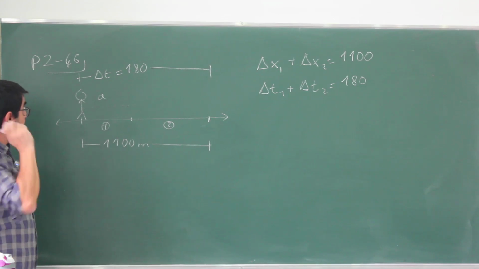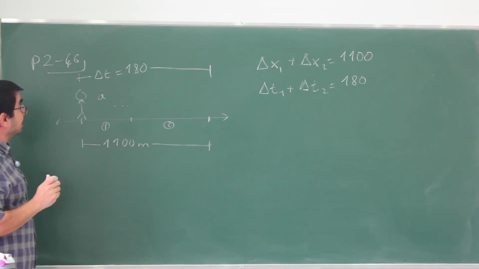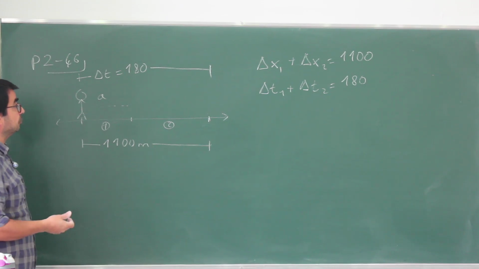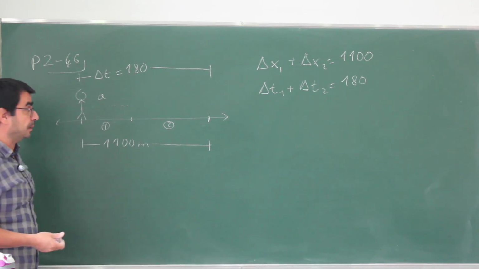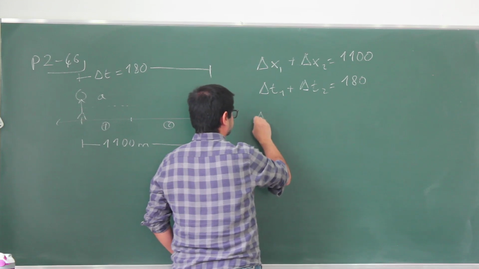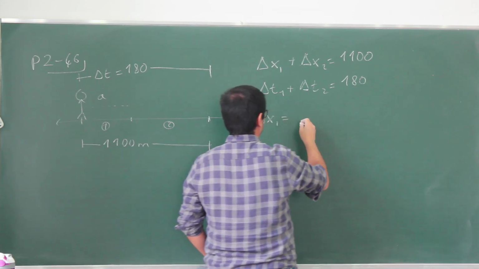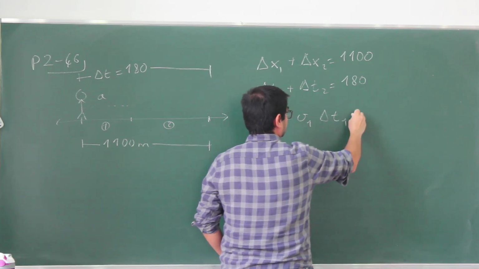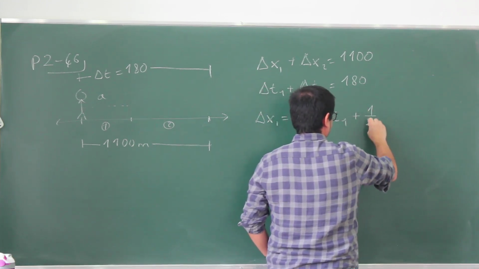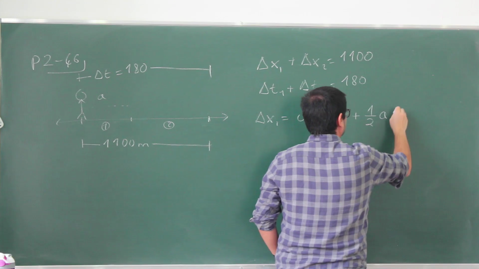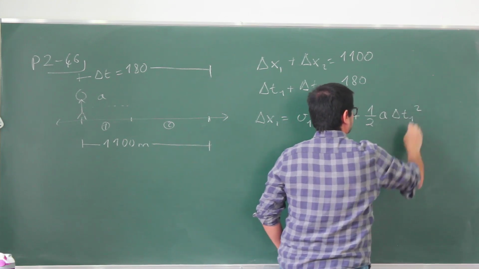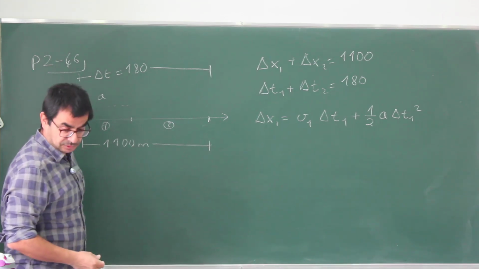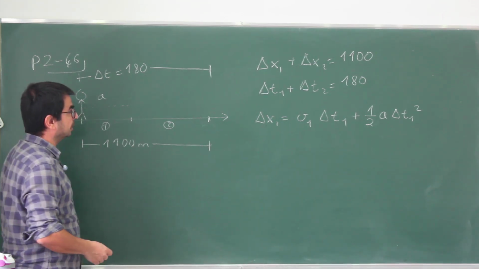All right, now, I want to have some acceleration. So let's have something with acceleration. That will be the displacement for the first part. Delta x1 is going to be v1 delta t1 plus 1/2 a delta t1 squared. And so that acceleration is given, that a is 0.2 meters per second squared.